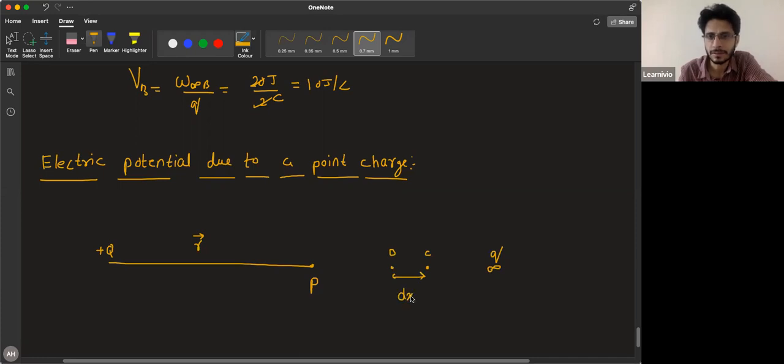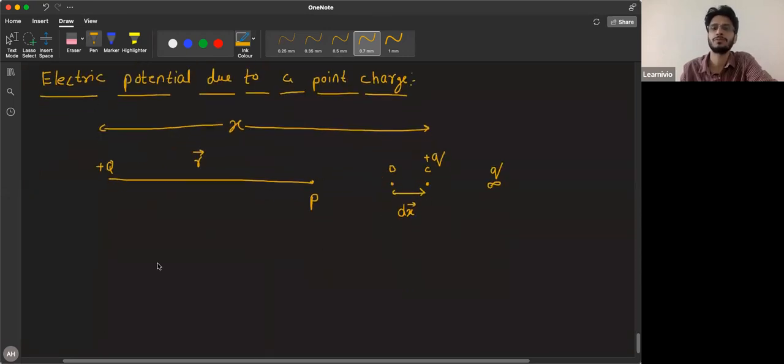It's dx. We first put a test charge at C, and this test charge is at a separation x from capital Q. So first of all, we will calculate the work done in carrying the charge q from C to D, and then we will integrate it from infinity to P.